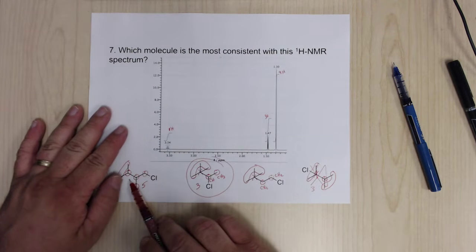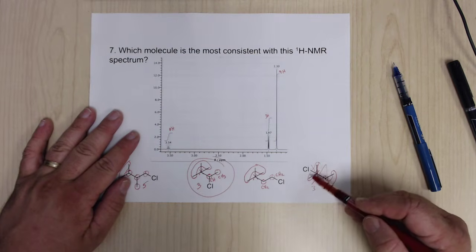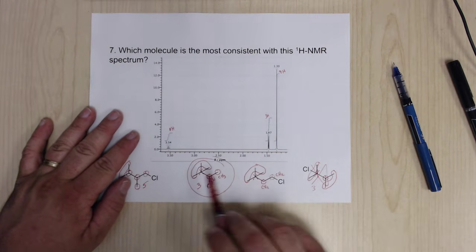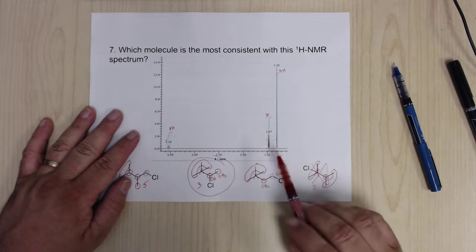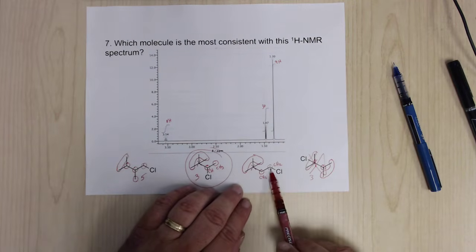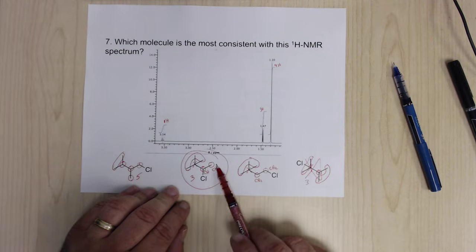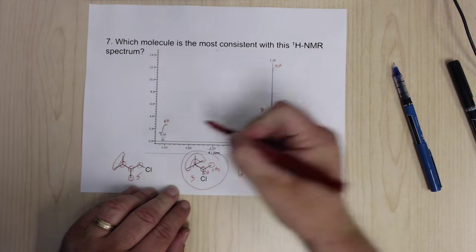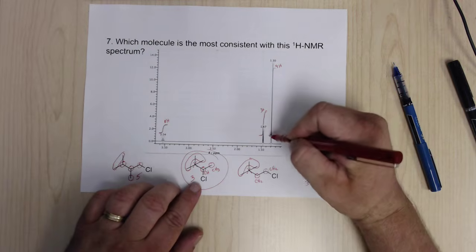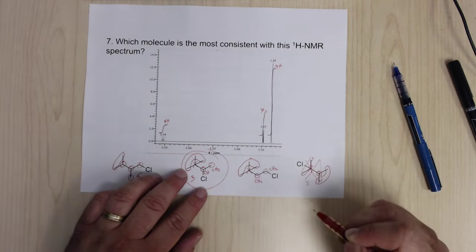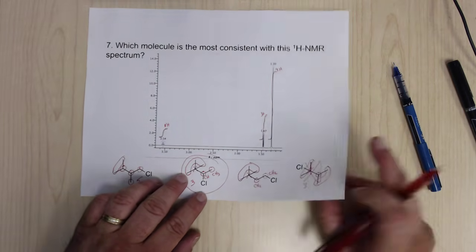Can't be this one because of the number of signals. Can't be this one because we don't have one that goes to 9. So these two have one that goes to 9. It's a singlet. So then is it 2 to 2? No, this one's lower than this one, so it must be 1 to 3. So if you look at these integration numbers, there to there to there.